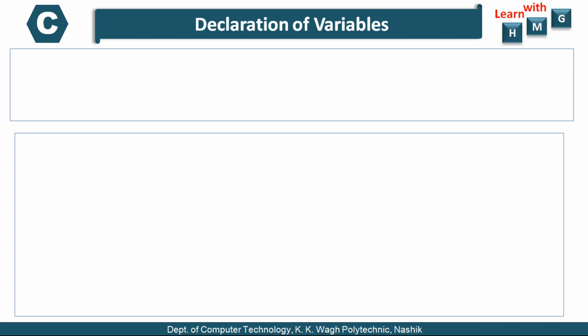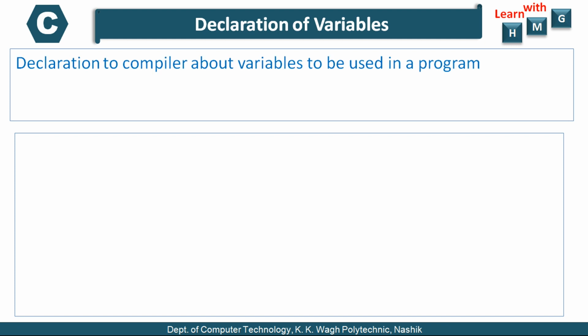You will require the variable declaration, that is, variables and data types, and that is nothing but the declaration. So declaration tells the compiler about the variables to be used in a program. Whenever you are using various variables in a program, the compiler should know what type of variables you are going to use, what their names are and what their data types are, and that is nothing but the declaration.